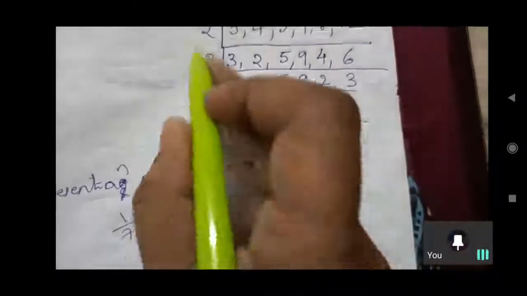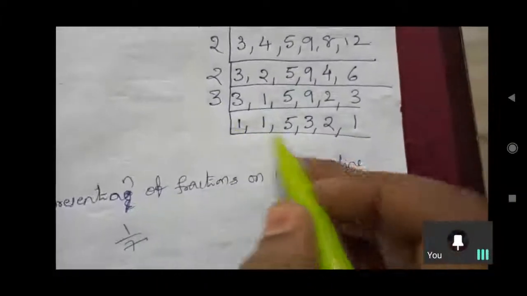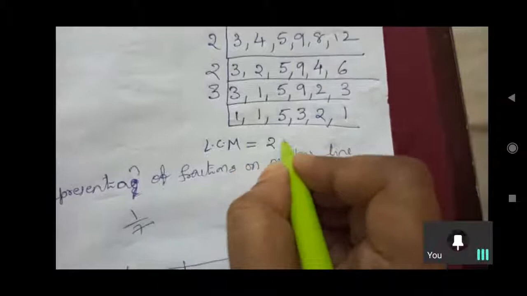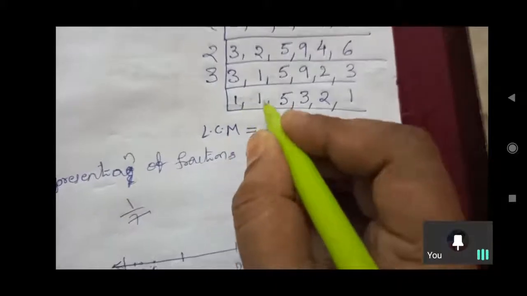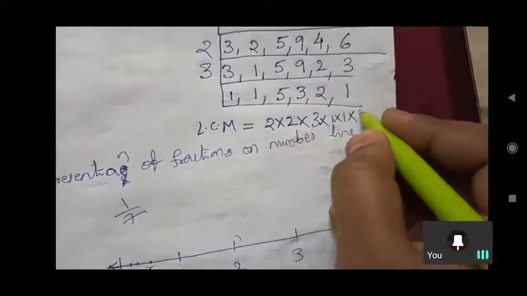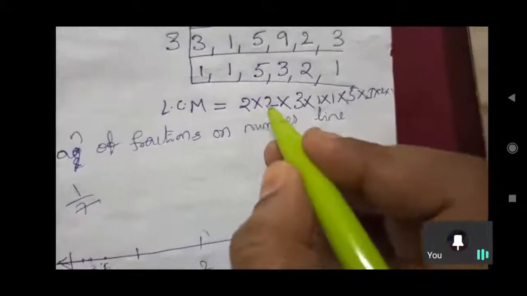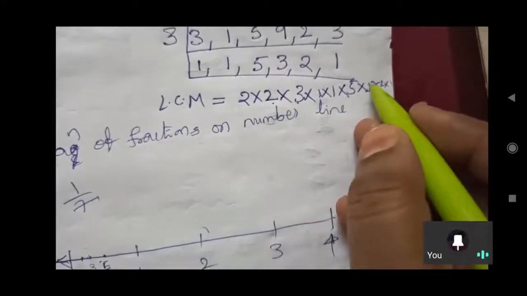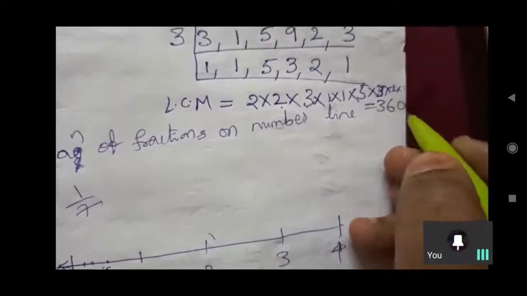And all are prime numbers only. See, except one, all are prime numbers only. So we can take the LCM as 2 into 2 into all these numbers: 2 into 2 into 3 into 1 into 1 into 1 into 5 into 3 into 2 into 1. This is the LCM. So what is the product? 2 twos are 4, 4 threes are 12, 12 ones are 12, 12 ones are 12, 12 fives are 60, and 60 threes are 180, 180 twos are 360. So 360 is the LCM of all these denominators.